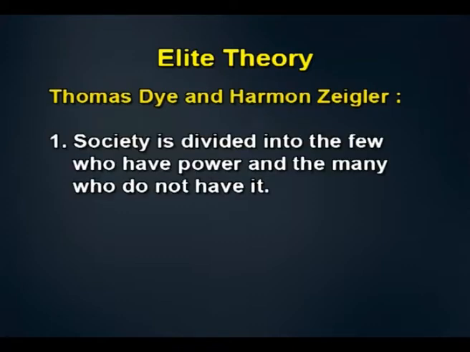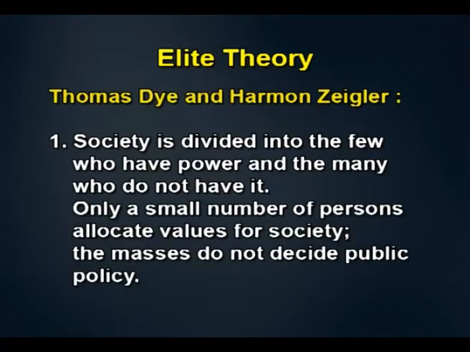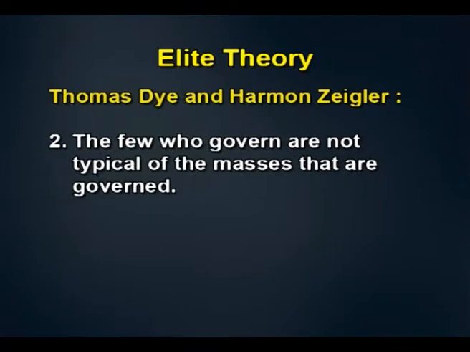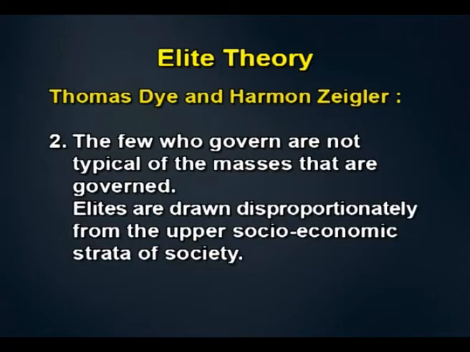First, society is divided into the few who have power and the many who do not have it. Only a small number of persons allocate values for society. The masses do not decide public policy. Second, the few who govern are not typical of the masses that are governed. Elites are drawn disproportionately from the upper socio-economic strata of society.